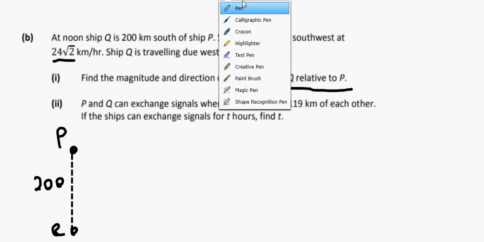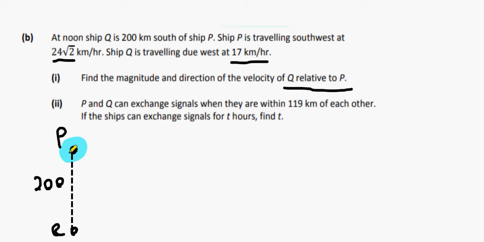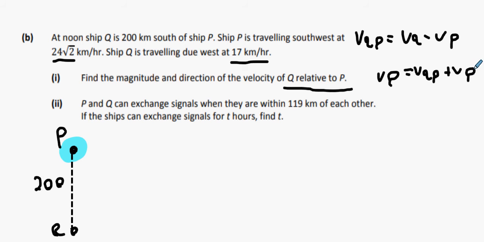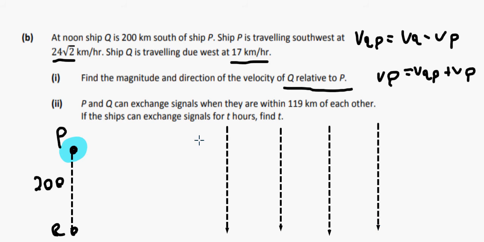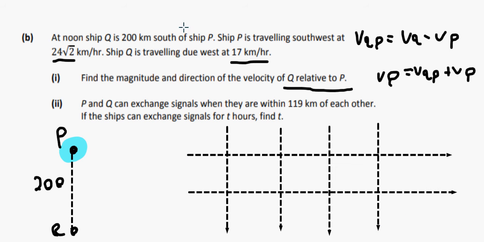So as it turns out, they want us to hold P stationary, and what way would Q move relative to P? So we write down VQP. VQP is VQ minus VP, and VQ on its own is VQP plus VP. Happy enough with that? Okay. I'd go through my usual magnitude direction scenario again. Okay, and I would say VP equals VQP.